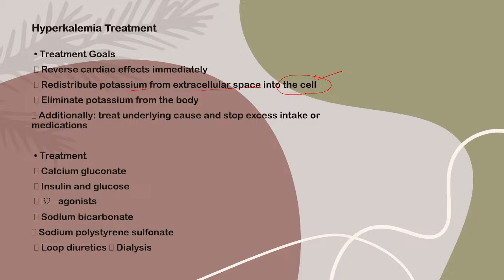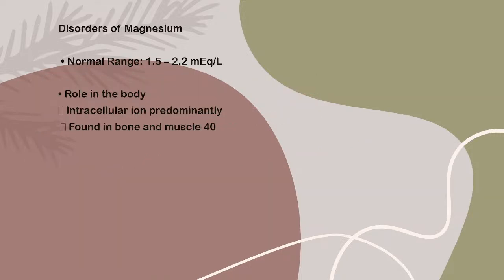Then treatment includes calcium gluconate, insulin and glucose. Like in clinical setup, we will use D25 100 ml with 10 units of normal human insulin, regular insulin. All right. Then beta 2 agonist is used, sodium bicarbonate, sodium polystyrene sulfonate tablets are used, then loop diuretics, and in the worst scenario, when hyperkalemia is not being treated with these medications, the patient will be taken for dialysis.